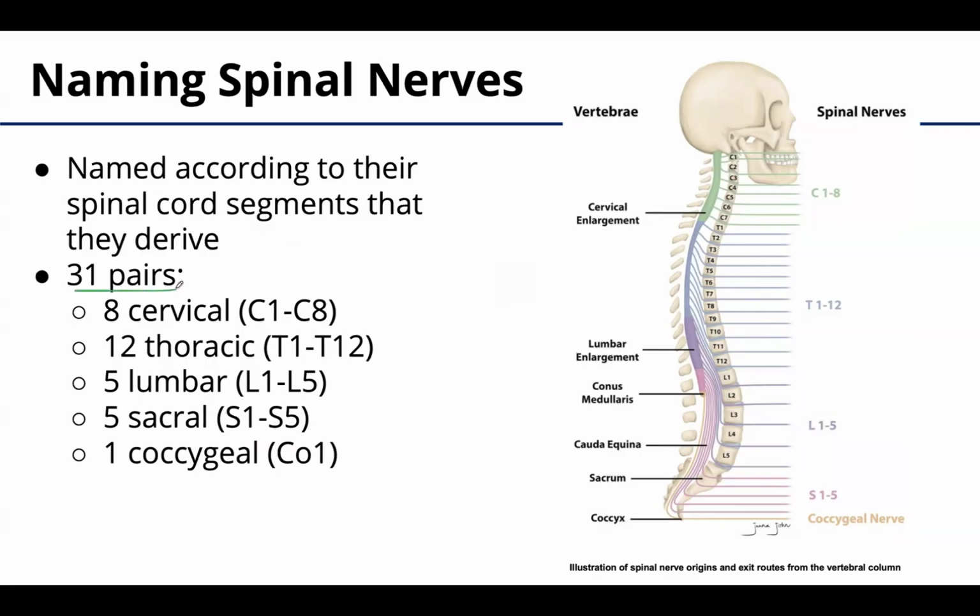There are 31 pairs of spinal nerves, and you can see how this amount doesn't align perfectly with the amount of vertebrae. There are 8 cervical spinal nerves, and there are only 7 cervical vertebrae. That C1 spinal nerve actually exits the vertebral column between the skull and the first cervical vertebra. There are 12 thoracic, 5 lumbar, and 5 sacral. That actually does align with the amount of vertebrae in those regions. And you can see how these would be numbered. And there's only 1 coccygeal spinal nerve, CO1.